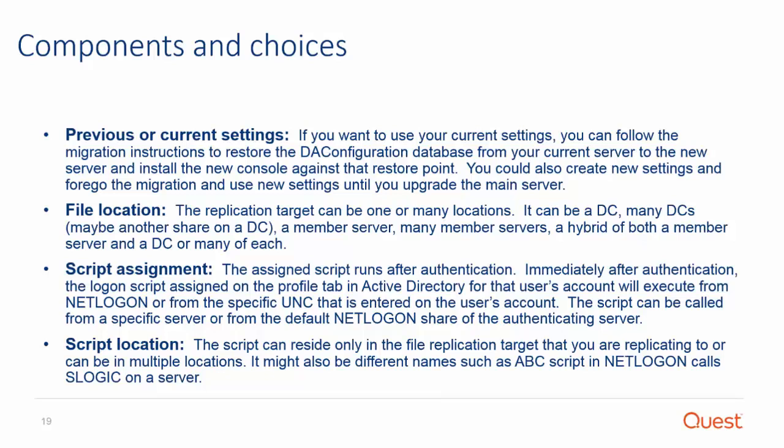So anyway, previous or current settings. If you want to use your current settings, you can follow the migration instructions to restore the DA configuration database from your current server to the new server, and then install the new console against that restore point. That's what Chris was referring to earlier. We do have a couple of KB articles on that. He'll send the links. And you could also just create new settings from scratch on that isolated install and mess around with the different settings in the new version and see how it works for you, right? It just depends on your preferences.